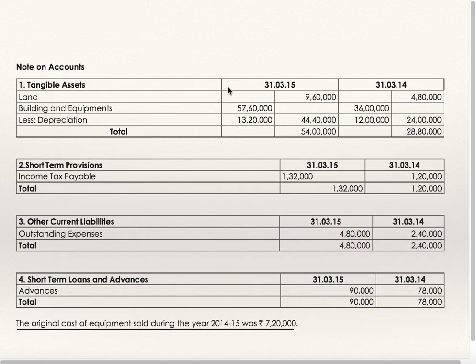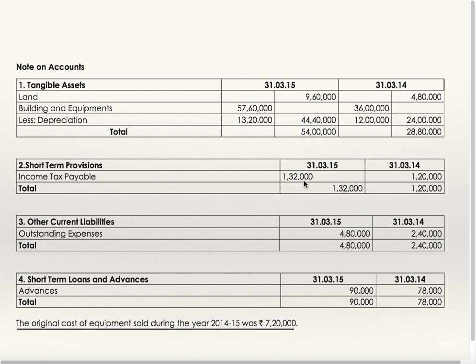Notes on accounts. Note number 1 is on tangible assets, land. Opening land is 4,80,000, closing land is 9,60,000. That means they have purchased the land during the year. Difference is outflow of cash in investment activities, purchase of land. Building and equipment, gross block, depreciation and net block is given. You are supposed to prepare building and equipment account, that we'll see afterwards.